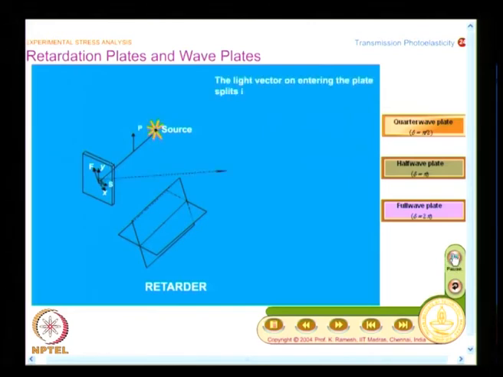So, what happens is the light vector on entering the plate splits into two components along the fast and slow axis. You have to understand I am bringing in two new terminologies, fast and slow axis. The reason for this labeling would become clear when we look at what happens. What we saw is I have a natural source of light which becomes plane polarized, hits the model, and then on the front surface it splits into two components. Let us see the two components.